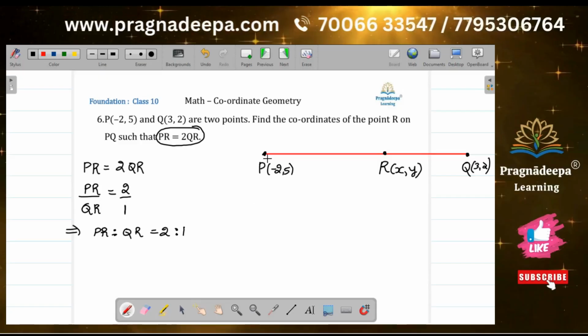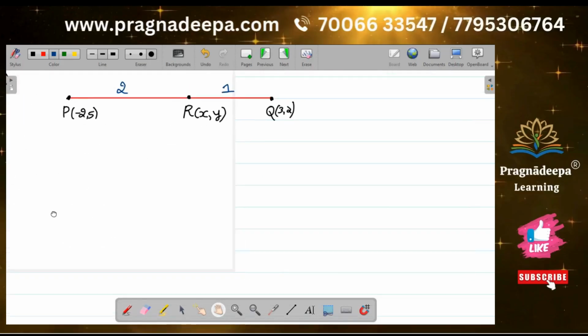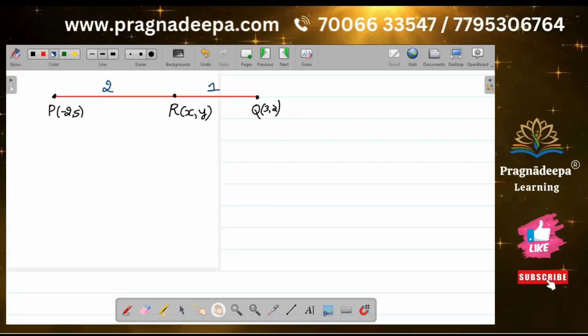PR we call M, and RQ we call N. So M is to N, they have given 2:1. So this line is divided in the ratio 2:1. Now you can apply the section formula. If you apply the section formula, you can easily get the coordinate values of x, y. First, let me write the formula: mx2 plus nx1 divided by m plus n, and my2 plus ny1 divided by m plus n. First, write down the formula.